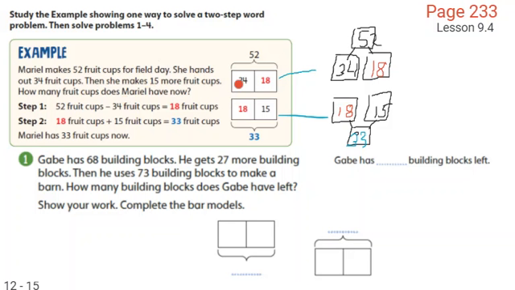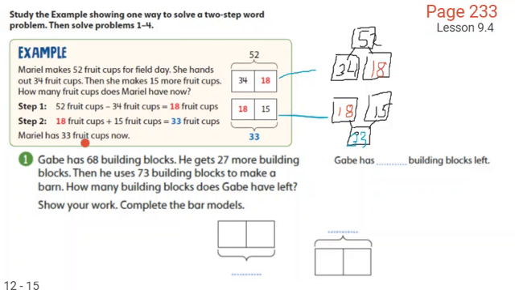Same thing here. Step 1, 52 fruit cups minus 34 fruit cups is equal to 18 fruit cups. So now we know that she has 18, right? And she's going to add 15 to it. So we have to find out the total. So 18 plus 15 fruit cups is equal to 33 fruit cups. Mariel has 33 fruit cups now.